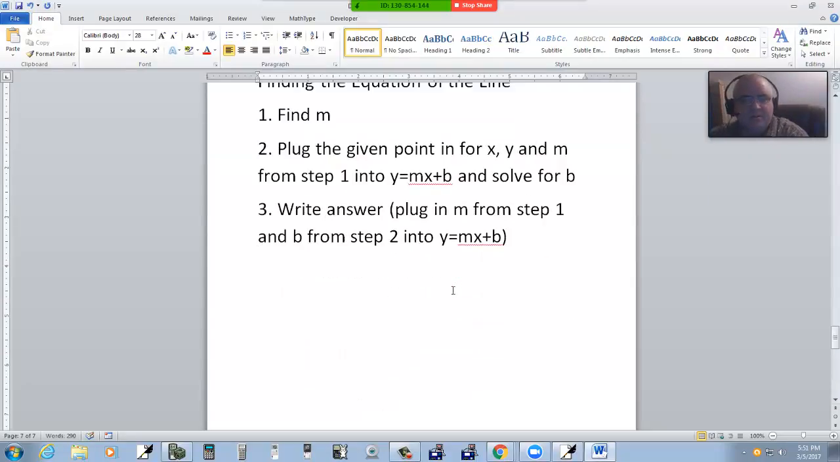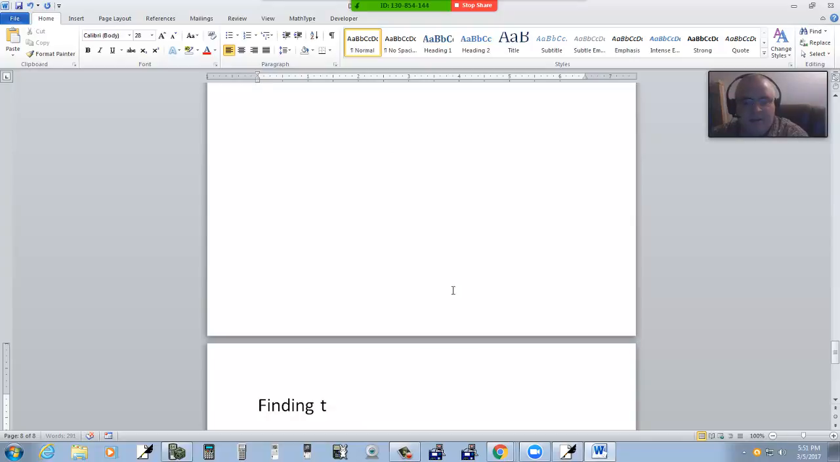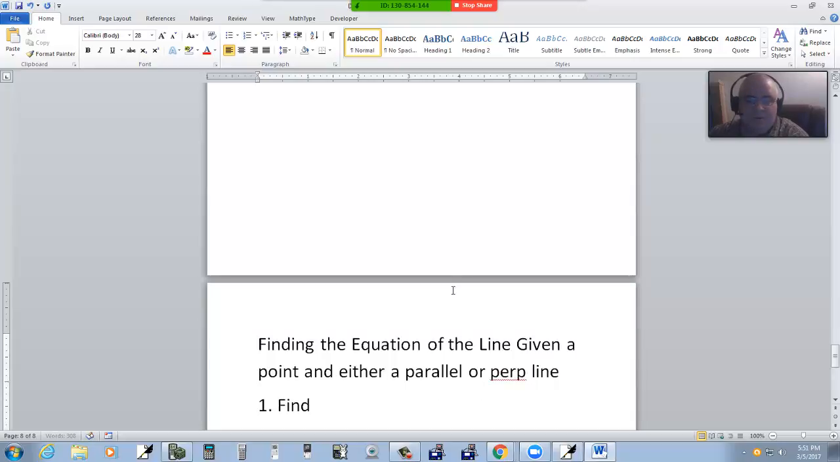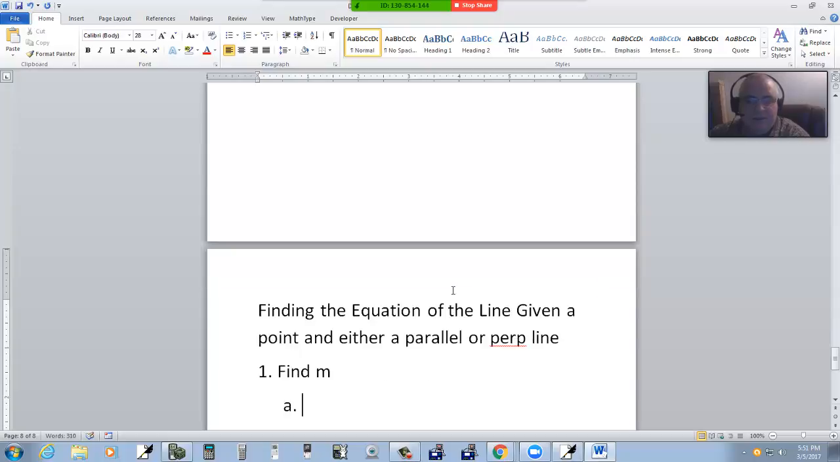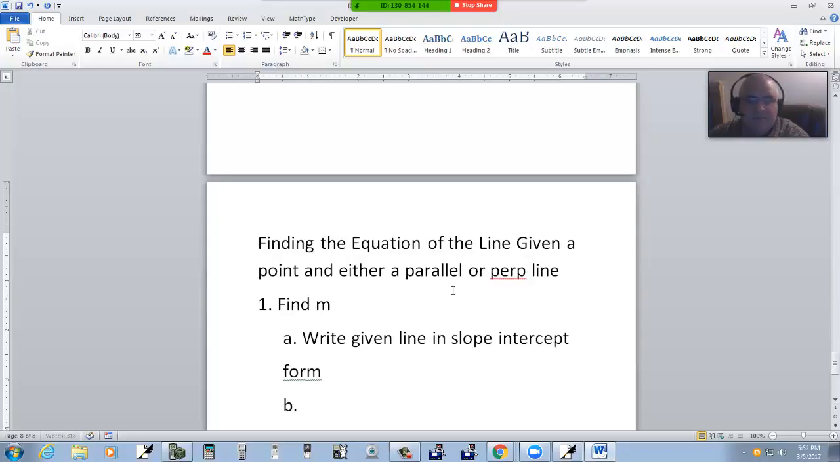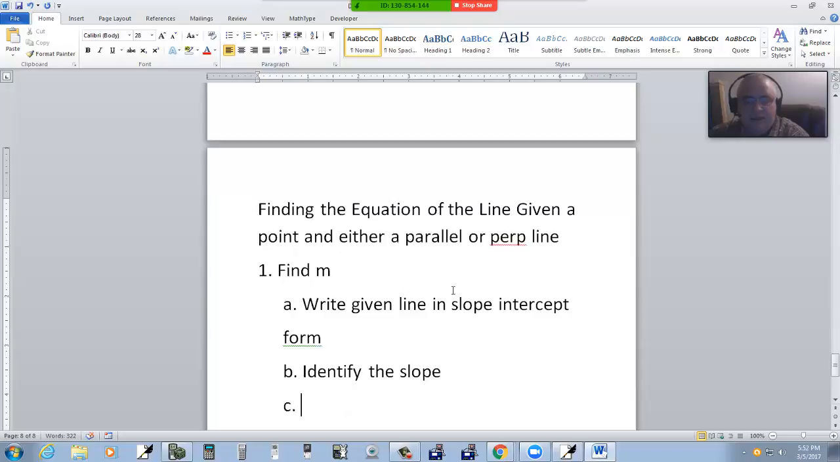Now we have the condition where we're finding the equation of the line given a point and either a parallel or perpendicular line. So step 1, we want to find m. And our first substep within that says to write the given line in slope-intercept form. Solve for y, basically. Our second substep says to identify the slope. And then see if they're parallel lines. Parallel lines have the same slope.